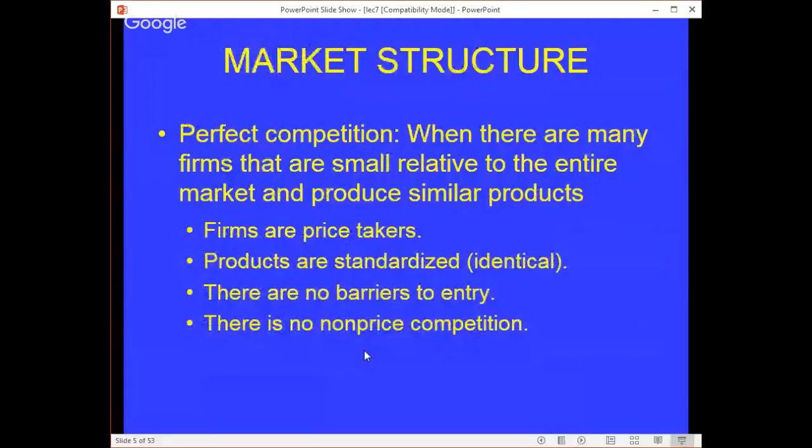Okay. So this is basically the same thing we just talked about. With the last bullet point, there's no non-price competition. In other words, advertising doesn't get you anything. You can't differentiate your product.